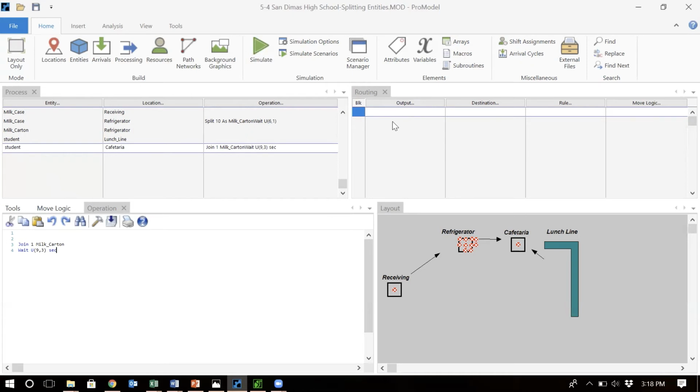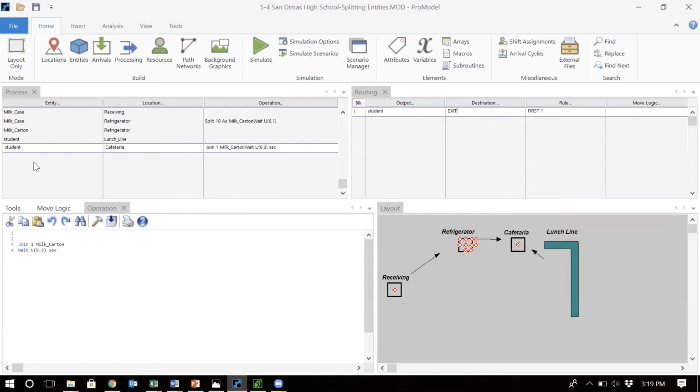Or the other alternative is that I can just let the base entity be the entity that is coming out. So I can just let the student, the base entity, be the entity that is coming out, and that student with milk is going to leave the system, okay? So when we have the join operation for the destination option, we have two possibilities. One is that we create a new entity that is going to come out of the join operation. The other option is that we just let the base entity be the entity that is going to come out, and that's fine as well.